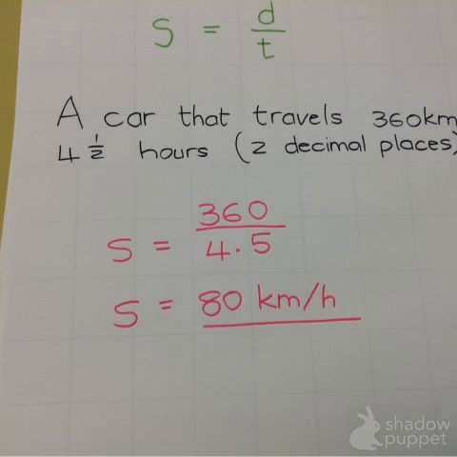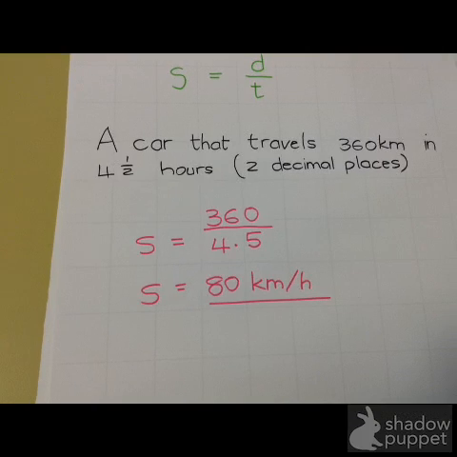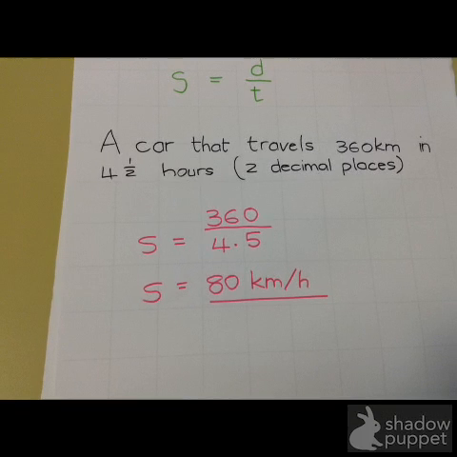Right, let's go to the next one. Okay, let's look at this question. It says, a car that travels 360 kilometers in 4.5 hours, they want to know what speed it was going. Okay, so you're going to take your 360 kilometers and put it on the top, divided by your 4.5 hours, and you get an answer of 80. So it's 80 kilometers an hour. Because we spoke about kilometers, it's 80 kilometers an hour. So you put your distance on the top, your time at the bottom, D over T. Don't forget that one.